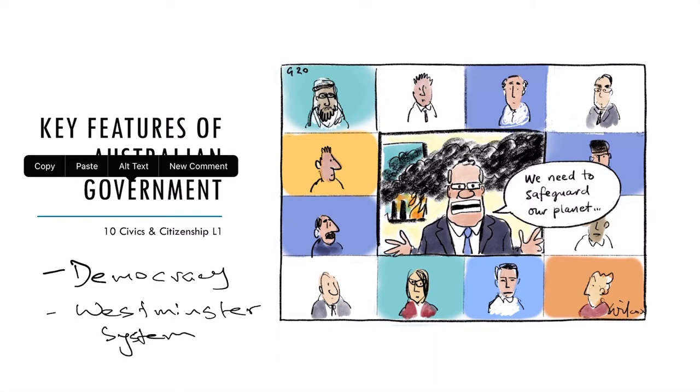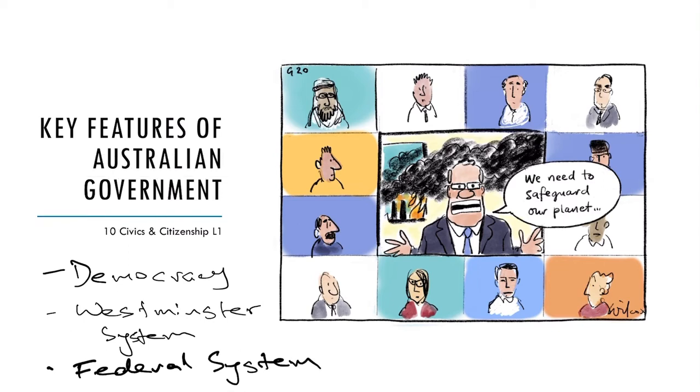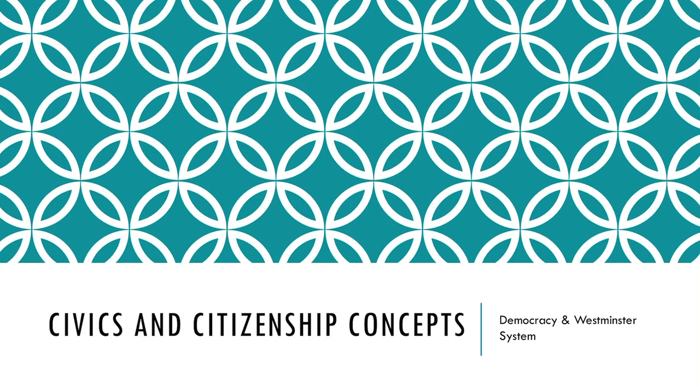We'll be taking a look at the role of government in Australia, as well as Australia's federal system and how that operates in practice. So let's get into it. First off, we'll be taking a look at democracy and the Westminster system.